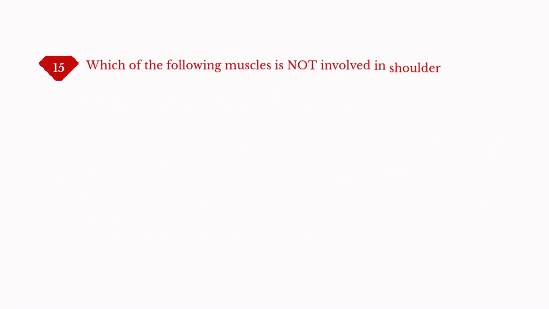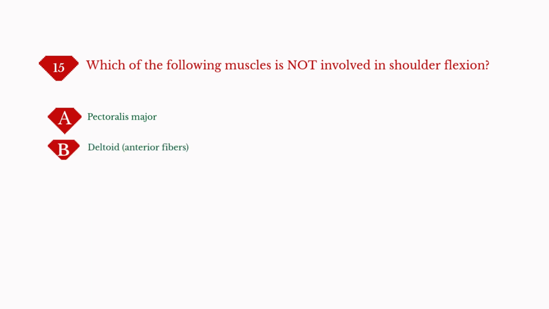Which of the following muscles is not involved in shoulder flexion? A. Pectoralis major. B. Deltoid, anterior fibers. C. Latissimus dorsi. D. Coracobrachialis.